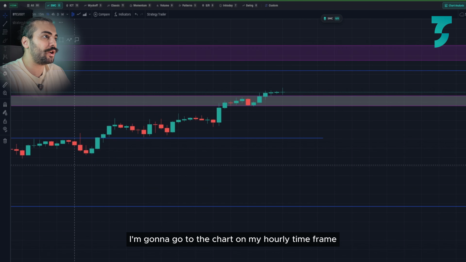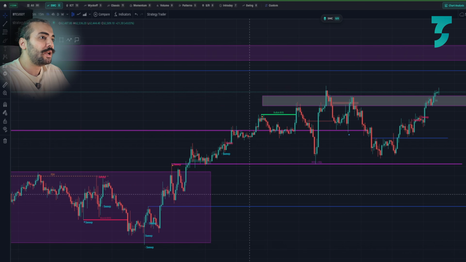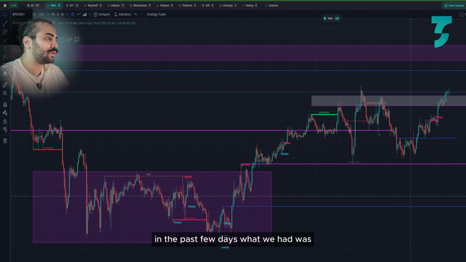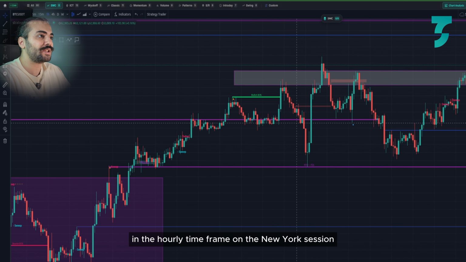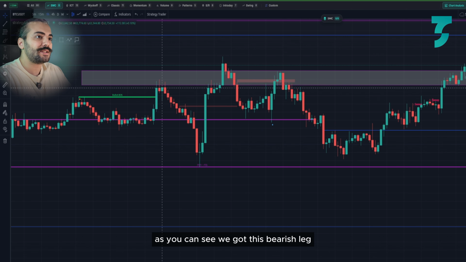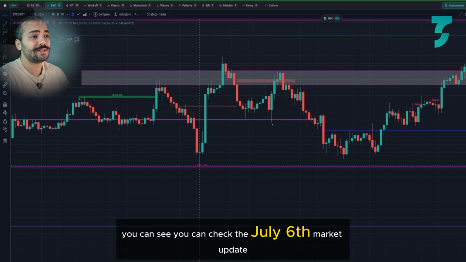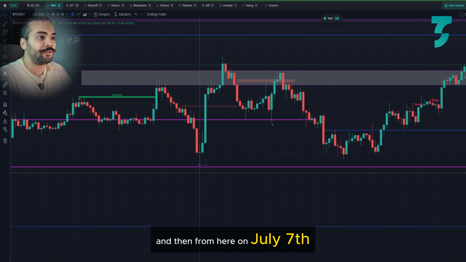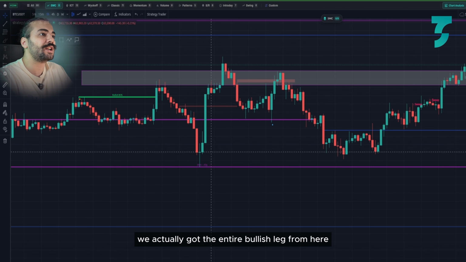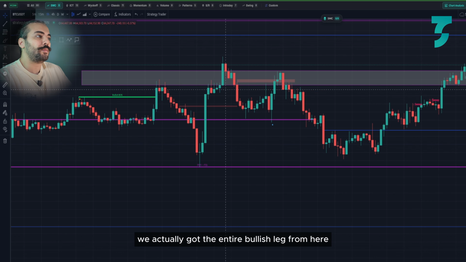I'm going to go to the chart on my hourly time frame. In the past few days, what we had was, in the hourly time frame on the New York session, as you can see, we got this bearish leg all the way from the top here to down here. You can check the July 6th market update, and then from here on July 7th we actually got the entire bullish leg.